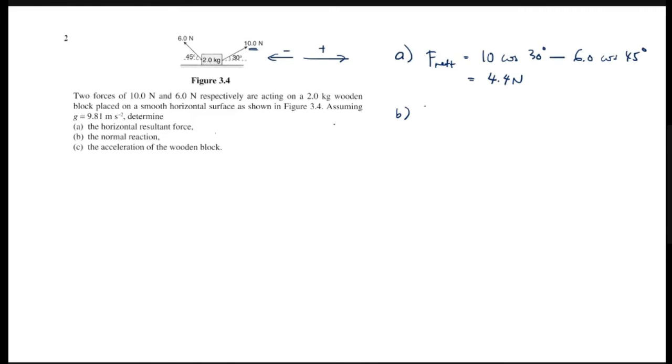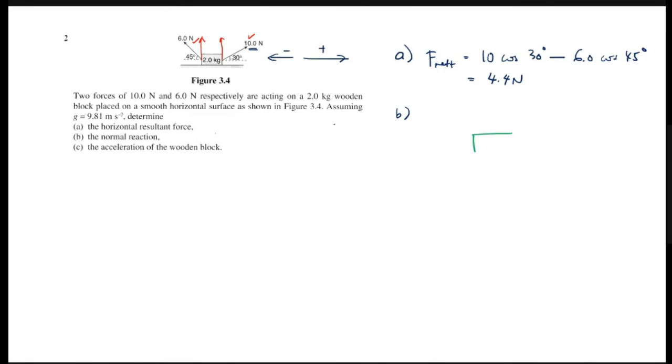How to get the normal reaction? Look at the mass and relate with gravity. Yes, that's only half of the working. One more thing you have to remind yourself: this 6 Newton also has a lift upward, and this 10 Newton also has a lift upwards, right? So we have to take that into account.